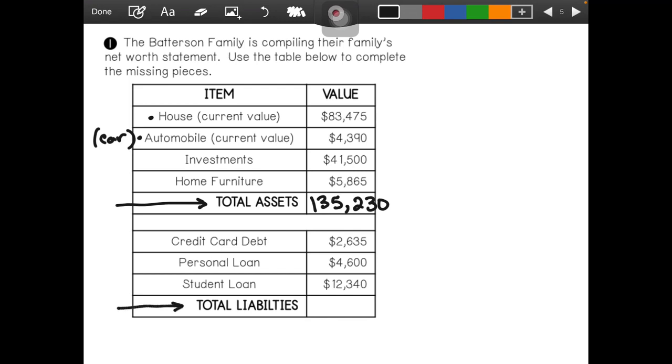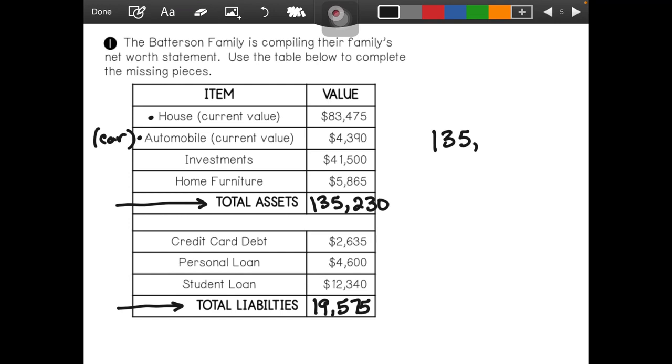Okay, and I'm going to do the same thing to my liabilities down here. So you'll notice these are loans. This is a credit card in the amount of $26.35. And then you have a personal loan for $4,600 and a student loan for $12,340. This equals $19,575. And to find your net worth, you're just going to subtract those two numbers.